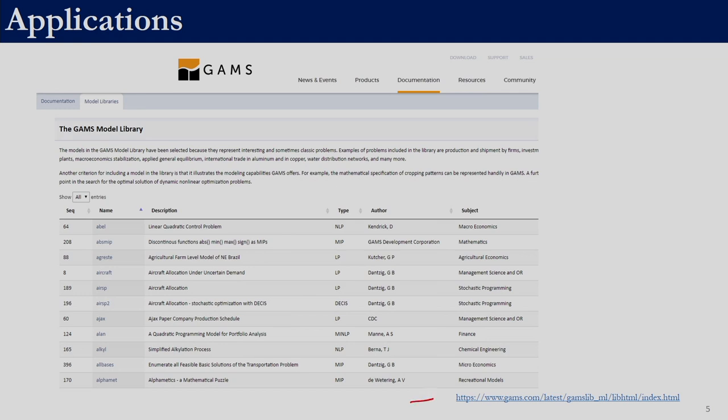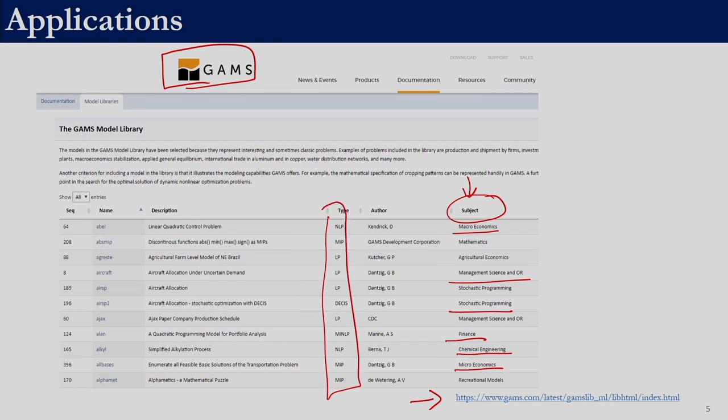So if you go to this website, this is the GAMS website, right? This is one of the software that we'll be learning as part of this course. It has a collection of problems, and depending upon the subject, you can look into the problems. Right here, if we see, it has been used in macroeconomics, management science and OR, finance, stochastic programming, microeconomics, chemical engineering, right? So this is just a very small subset of problems which we are showing over here. If you go to this website, you will be able to see a large collection of problems, and you will see that it is used in various areas. All these files are freely available, so you can even sort them as per the type of problem, and this briefly describes what the problem is.